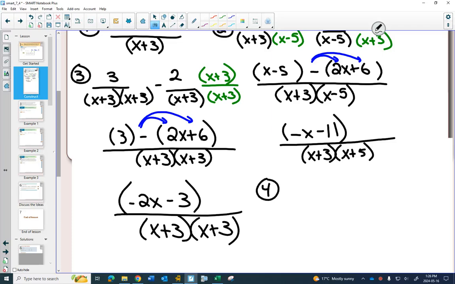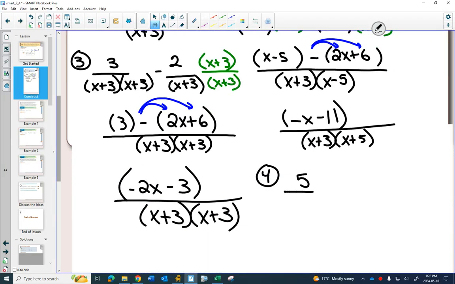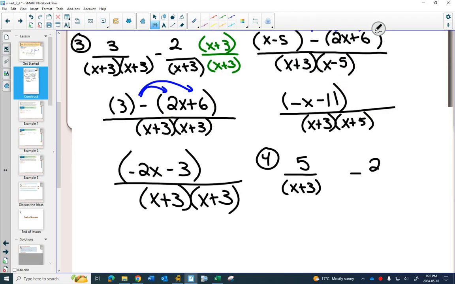And the last one, number 4. Again, if we can factor, we're going to want to factor. So I have 5 over x plus 3, minus, I'll leave some space in case I need to get a common denominator, 2 over, and this one factors as a difference of squares as x plus 3, x minus 3. Once they're factored, we see that they both already have the x plus 3. But I notice in my first one, in order to have a common denominator, it would also need an x minus 3.